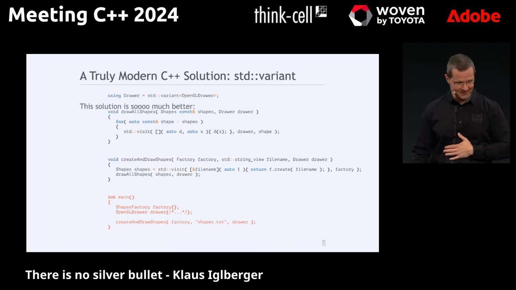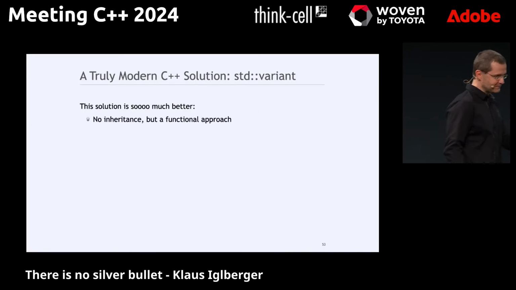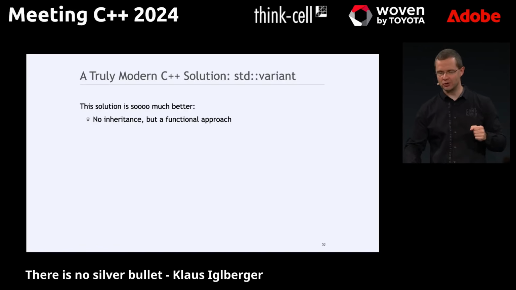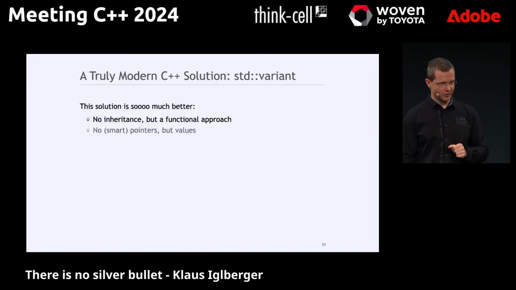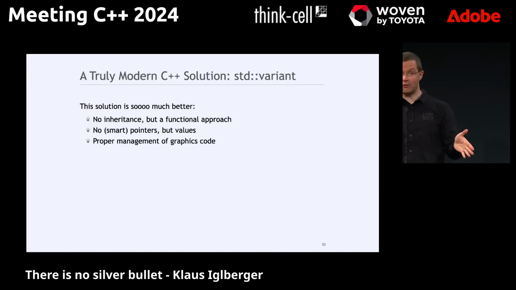So much better, isn't it? So much better. So first, no inheritance anywhere. It's a more functional approach. Talk about this a little more. Definitely no base class, no inheritance. No pointers, and no smart pointers either, anywhere in the solution. It's just values. We have still proper management of graphics code.